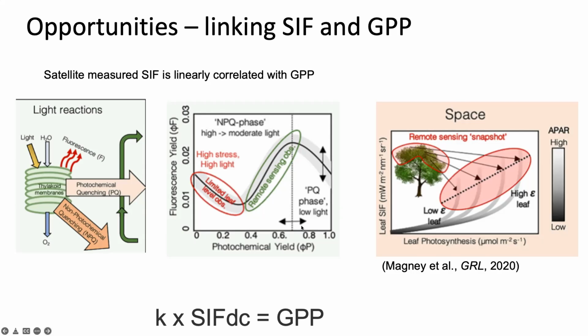At the satellite scale, the remotely sensed SIF is approximately linearly correlated with the GPP. Therefore, we could build an empirical relationship between SIF and GPP using a scaling factor K. This is a foundation for modeling GPP using SIF empirically. And this is also the opportunity for us.